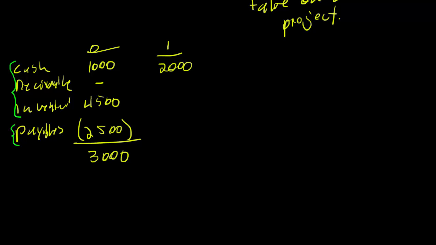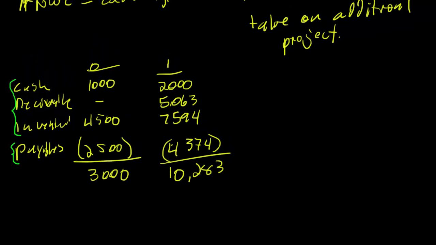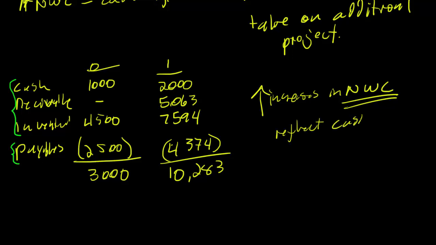In the next year, we have $2,000 in cash. That's great. We've actually made some sales, so we have $5,063 in receivables. We have $75.94 in inventory, and we have accounts payable of $43.74. Okay, this means my net working capital has increased to $10,283. So let's go back to our previous statement. Increases in net working capital reflect cash outflows.